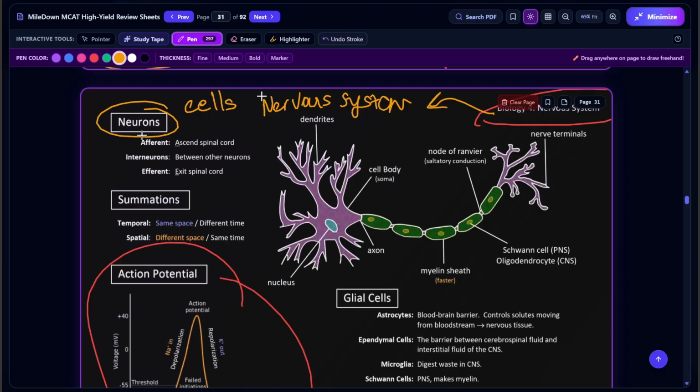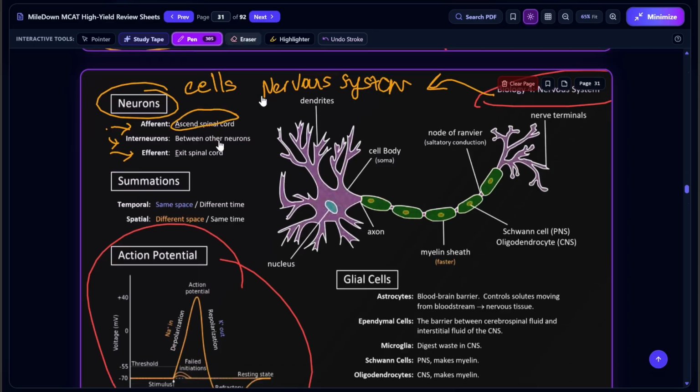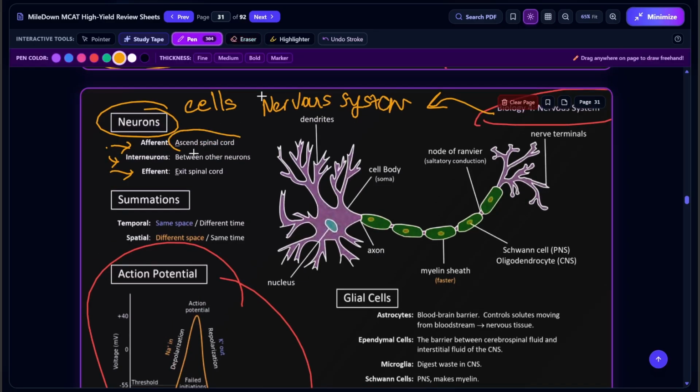Okay, and so neurons have different types. So there's afferent neurons, interneurons, and efferent neurons. The types are based off of where they are and what they're doing. So the afferent ones ascend to the spinal cord, interneurons are between other neurons, and efferent neurons are exiting the spinal cord. I didn't really learn it this way, so I'll show a picture so it's easier and better to do.